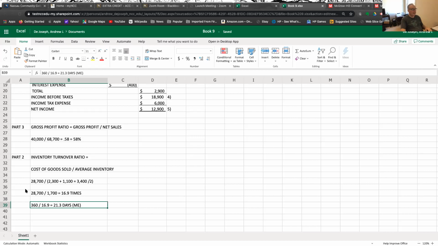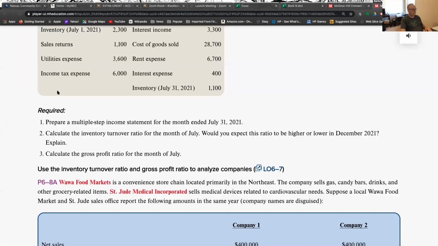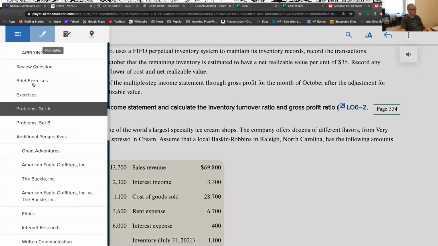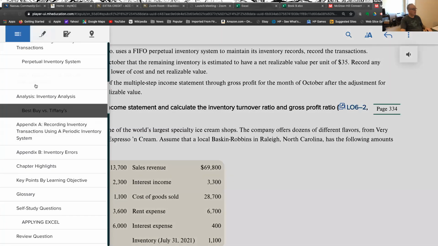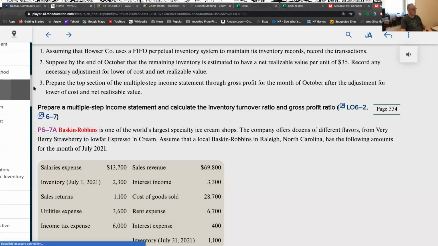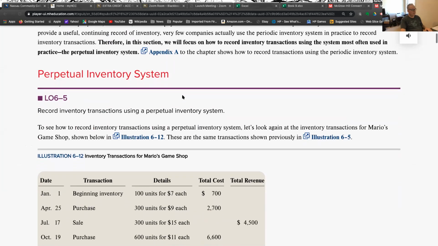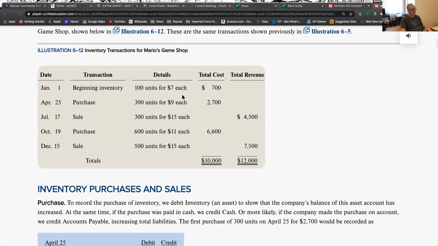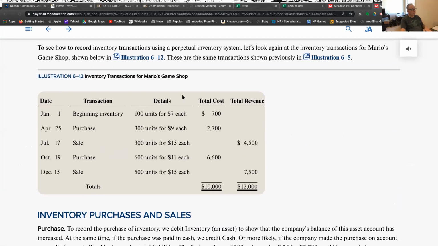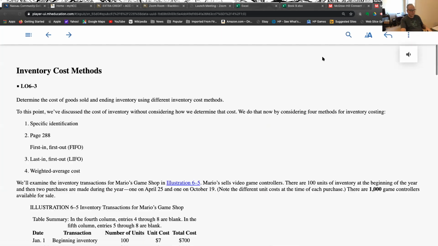Now we want to look at the journal entries, recording transactions. Okay, so here they're showing you inventory transactions for a year for this company, Mario's Game Shop, right? And I guess they sell video games. I guess it's safe to assume that. And they say that these are the same transactions that are shown in illustration 6.5.